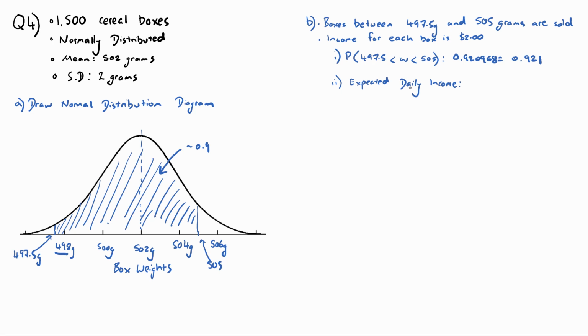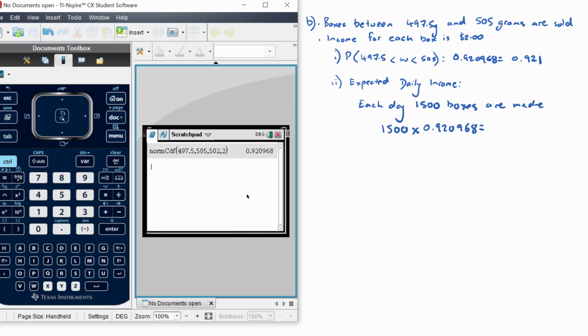And for the expected daily income, we need to trace right back to the start of the question where we were told that the manufacturer manufactures 1,500 cereal boxes. So each day, 1,500 boxes are produced, or made, sorry. Now, 92.1%, or as a decimal, 0.921 of them fit between the range. So to find out how many of these 1,500 boxes fit between the range, we're going to multiply the total amount by the probability that they are within this range. And I'm actually going to multiply it by the exact number, not the rounded number, so that our final answer is more exact. So that will be, I already have the decimal probability there, so I can just multiply that by 1,500.